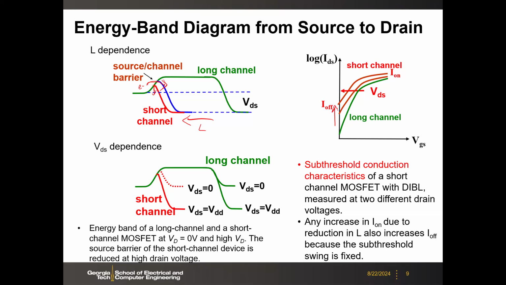And also, it will have a very strong VDS dependency. Because for the long channel, if you apply this VDS from 0 to VDD, then you will bend down the drain, but it will not affect the barrier height here. But for a short channel, if you push down the drain's voltage band, then the electrons can jump over. So that's why as you increase VDS, the I off will further increase for the short channel. So this is a fundamental challenge for scaling.